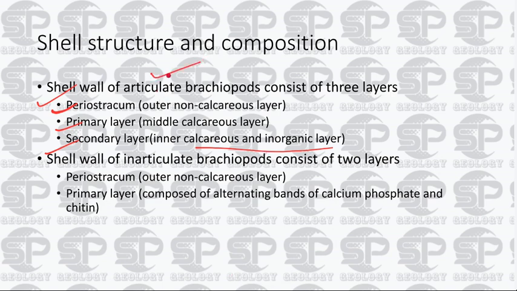So in the case of articulata we have 3 layers. In the case of inarticulata we have 2 layers. Only periostracum, which is the outer non-calcareous layer, then the primary layer, composed of alternating calcium phosphate and chitin. This is the cell structure.